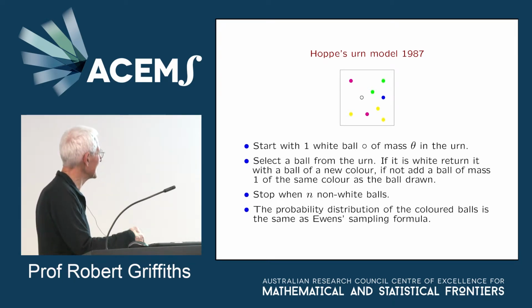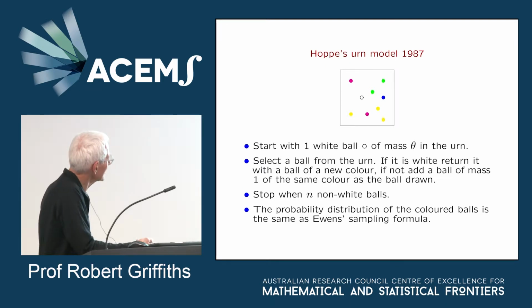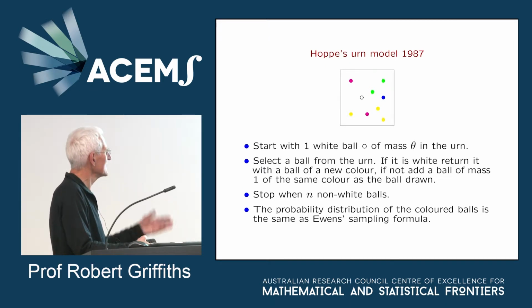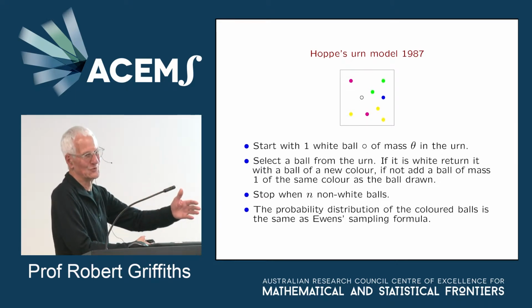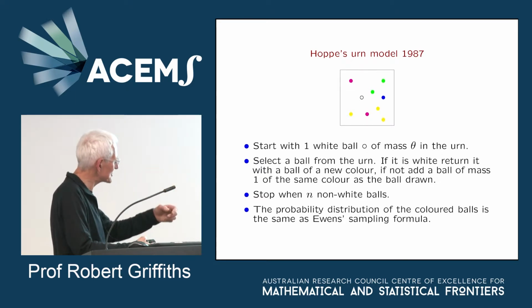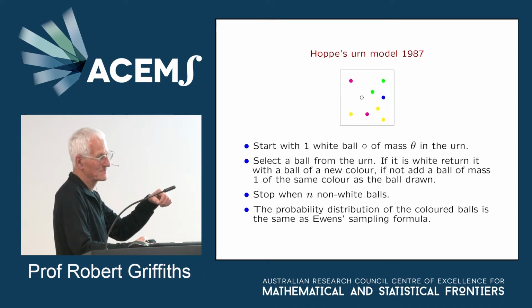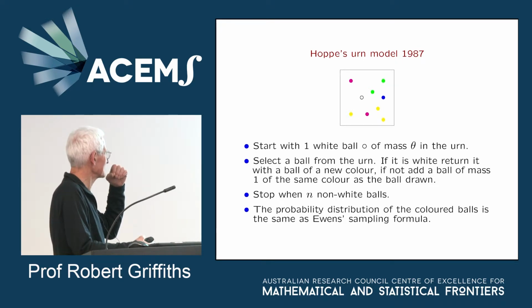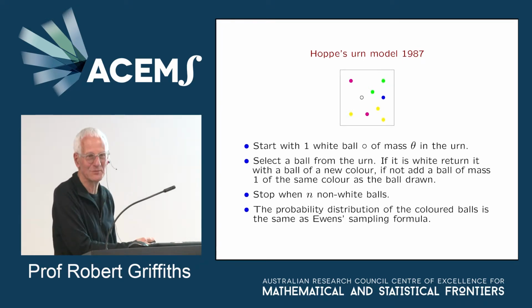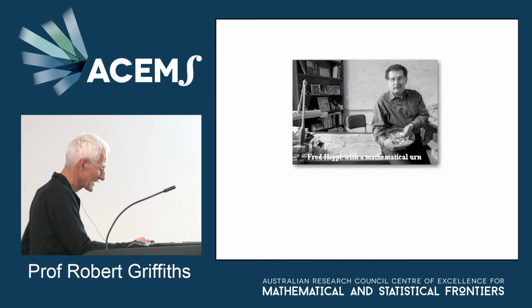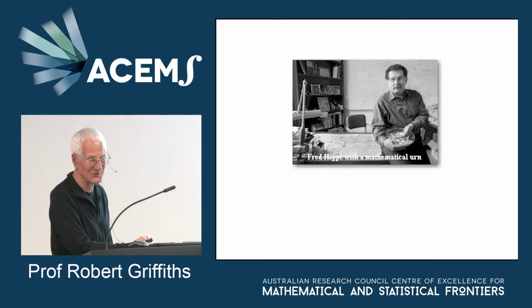What does it mean to have a mass theta anyway? Well, suppose you had one white ball and one blue ball. Then if you chose a ball from that, the probability that you choose the white one would be theta on theta plus 1, and the probability you choose the blue ball would be 1 on 1 plus theta. This is a picture of Fred Hoppe with a mathematical urn.